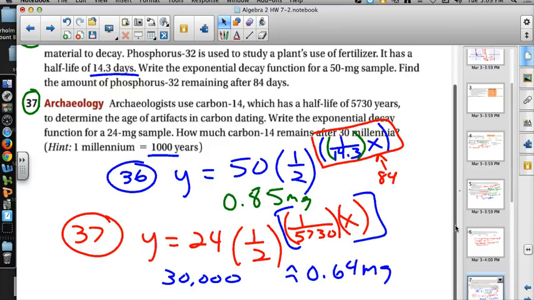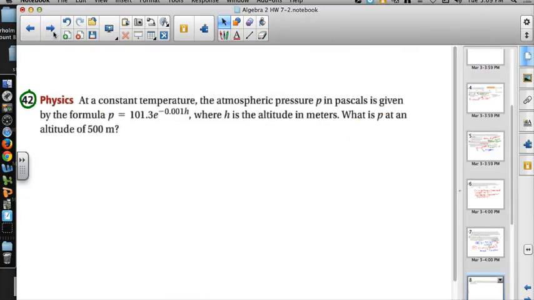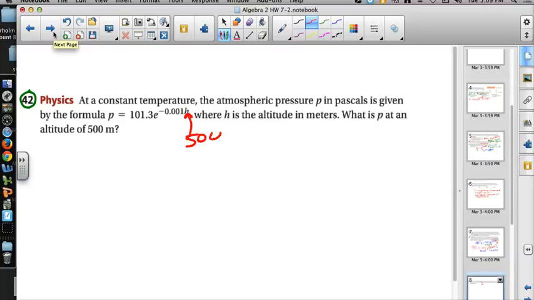Both of those really good problems if you're going to get into physics at all. All right, number 42, physics formula. At a constant temperature, the atmospheric pressure P in pascals is given by that little formula we see there, and h is the altitude in meters. What is P at an altitude of 500 meters? So we need to put 500 in there.